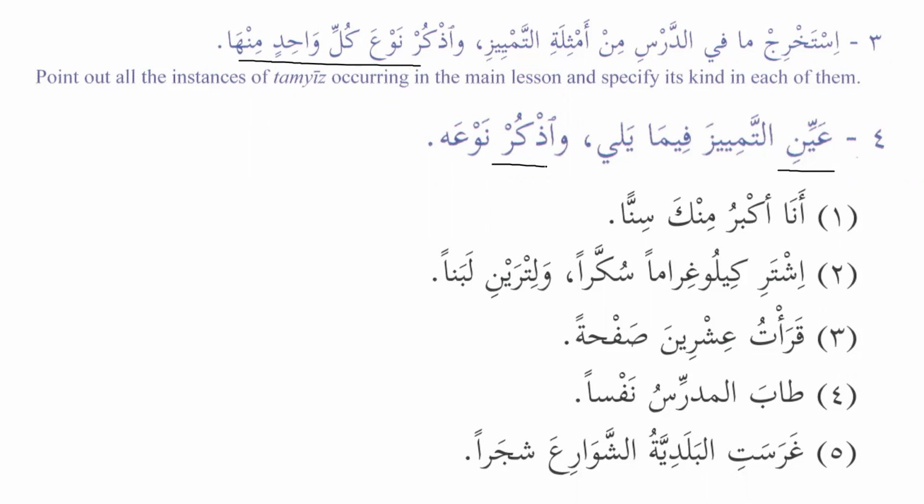That, as we know, is number, weight, measurement and capacity. Number is good. Okay, so that means it is a nisbah. أنا أكبر منك سنا. I am bigger than you in age. اشتري كيلوغراما سكرا ولترين لبنا. Buy 1 kilo of sugar and 2 liters of milk.